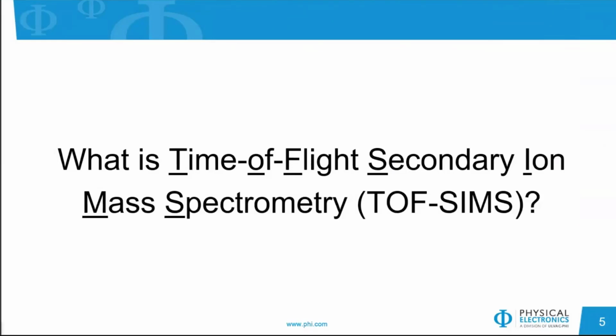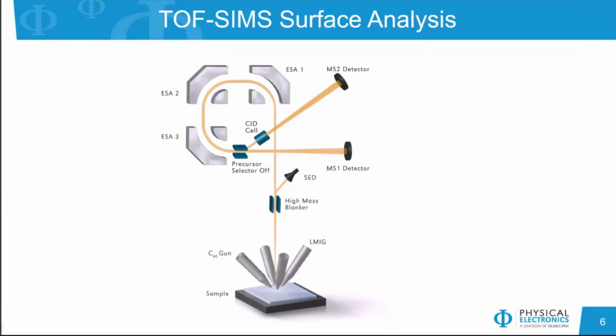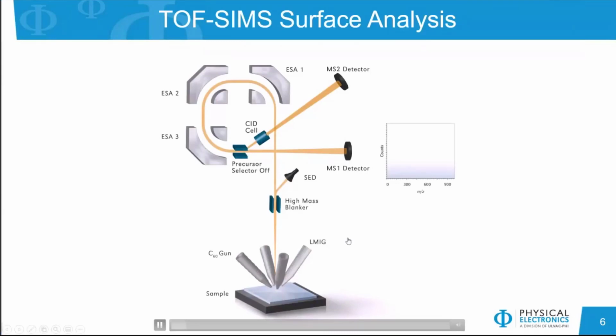So what is time of flight secondary ion mass spectrometry? This animation will just show how the instrument works. It takes a pulsed primary ion beam, it rasters the sample to generate secondary ions. They're extracted and then they travel through a mass spectrometer where they're separated out by their mass to charge. So lighter ions will hit the detector first, and then heavier ions will hit later, as you can see in the mass spectrum.